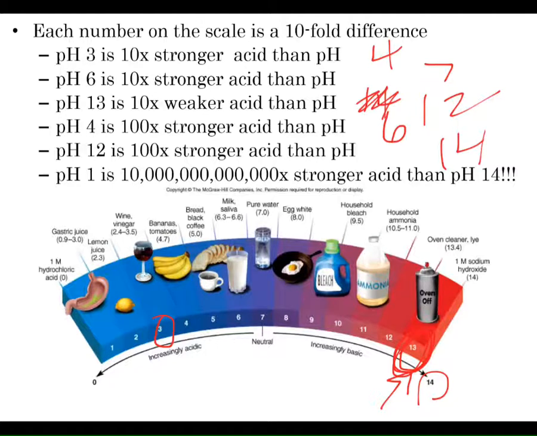So what we see is that going from pH 1 up to pH 14, it's 1 followed by all those zeros, stronger acid. It's like our national debt this afternoon, right? It's huge numbers, things we can't even really grasp.